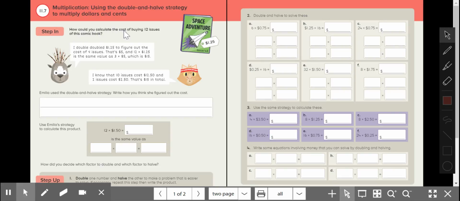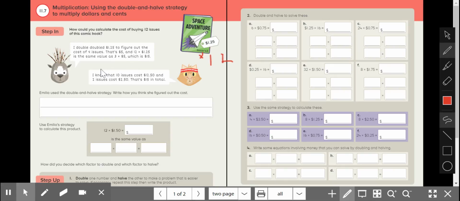How could you calculate the cost of buying 12 issues of this comic book? 12 of these at $1.25 apiece. So we'll just go ahead and write what's going on. I doubled $1.25. Okay, so he's saying he doubled it and then he doubled again to figure out the cost of 4 issues. That's $5, and 12 times $1.25 is the same as 3 times 5, which is 15.